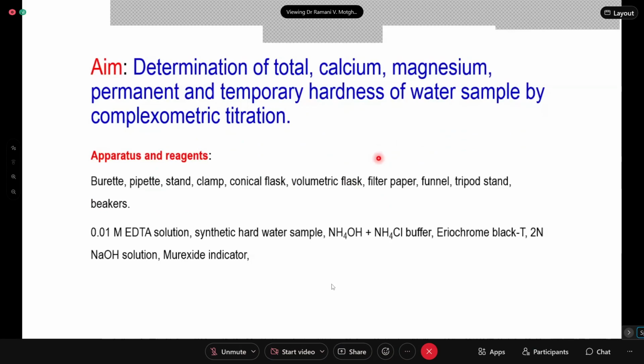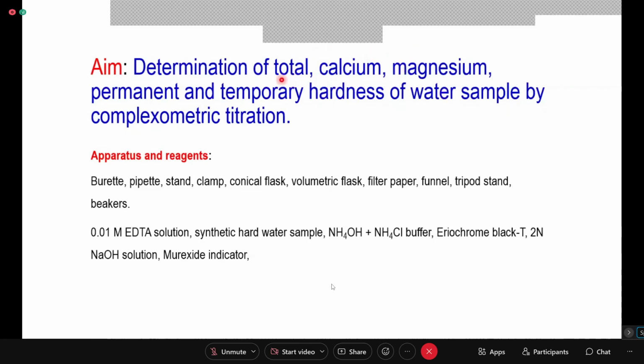And since it is synthetically prepared, it is prepared with a view that you can observe all types of hardness in it, and you get proper color changes also. And such a high hardness is rarely seen in natural waters. That is why we call this a synthetically prepared hard water sample. So you are provided with a synthetically prepared hard water sample, and we have to titrate and see how much is the total hardness present in that water sample, how much is calcium in that, and how much is magnesium in that.